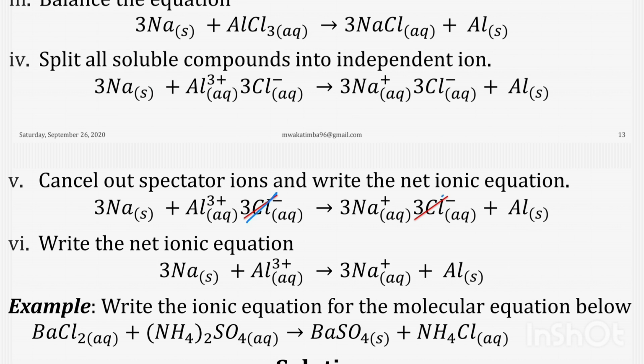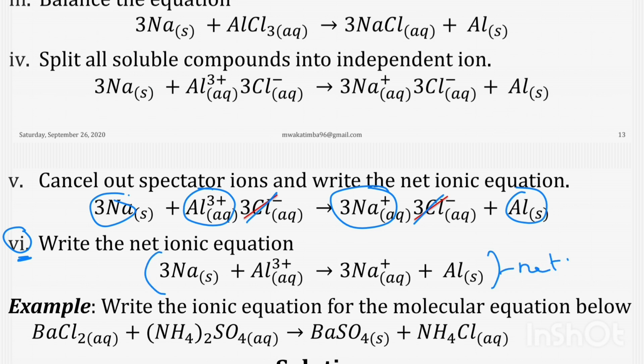So in the end we cancel these spectator ions out throughout. We cancel this one with this one. So in the end we write the net ionic equation as written in the sixth stage: sodium, when reacted with aluminium ions, tends to form sodium ions and aluminium solid. So this one is what we call a net ionic equation. The net ionic equation is obtained by cancellation of these spectator ions.